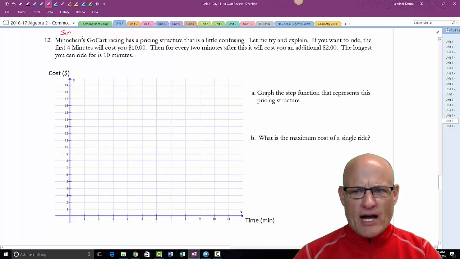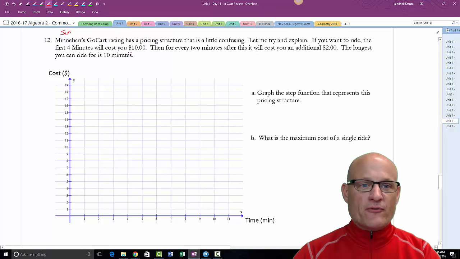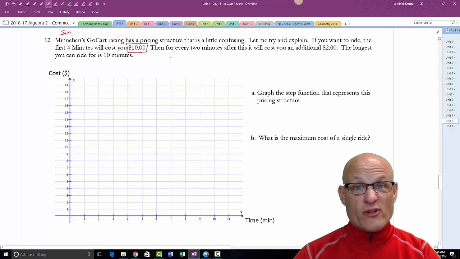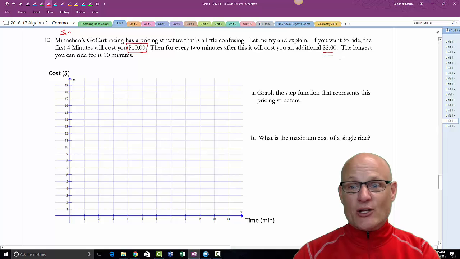If you want to ride, the first 4 minutes will cost you $10. So no matter what, you're going to ride for 4 minutes and it costs you 10 bucks. It's worth it. Then for every 2 minutes after this, it will cost you an additional $2.